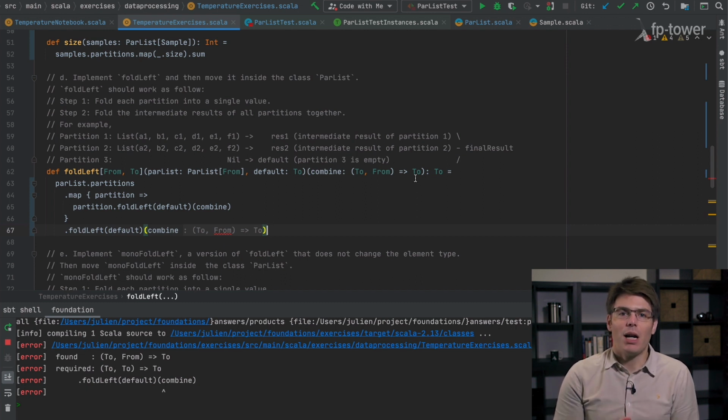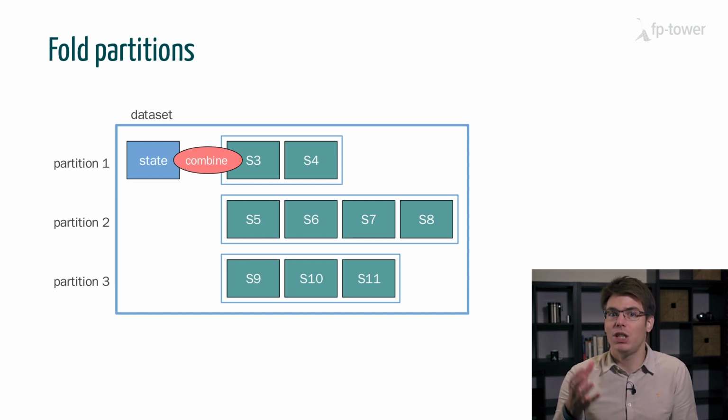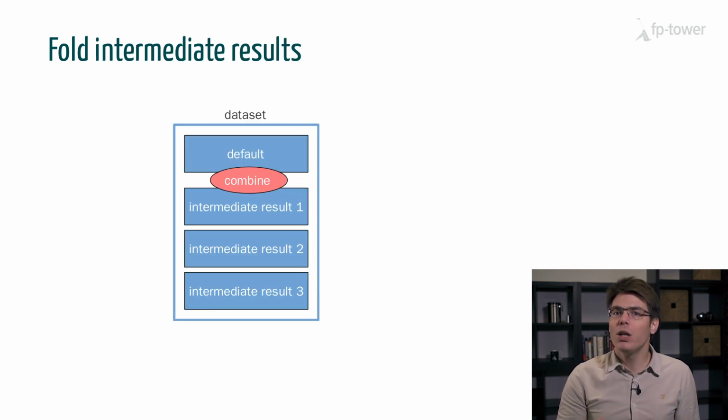So let's go back to the diagram to see what happened. When we fold each partition, we need a combined function that takes a value of type 2, the type of the state, which is in blue here, and a value of type From, the type of the data inside the partition, which is in green in the diagram. However, once we have computed all the intermediate results, we obtain a list of type 2, right? This means that when we fold all the intermediate results together, we need a different combined function, one that accepts 2 values in blue, or 2 values of type 2.